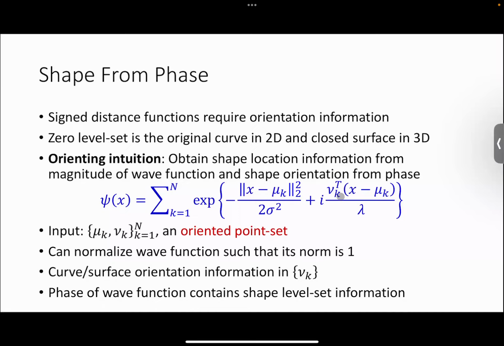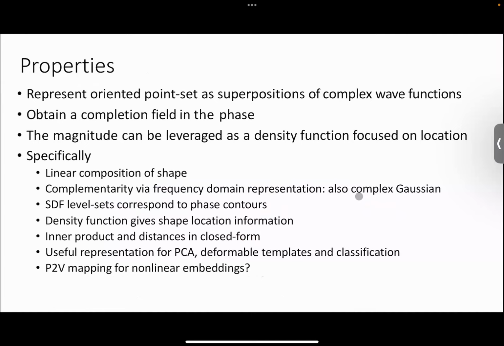But the bottom line here, the important part, in case I've lost most of you, is to notice this aspect of the wave function. As opposed to the Parzen window density estimator, which is real, we have a complex component, and the complex component has just this orientation information, and therefore this wave function will have a phase. You can compute the phase of this wave function, which was missing in the original unsigned distance function computation. So we can show you the difference from adding this phase information. The important thing here is you get a completion field in the phase. You can now think of signed distance function level sets corresponding to these phase contours.